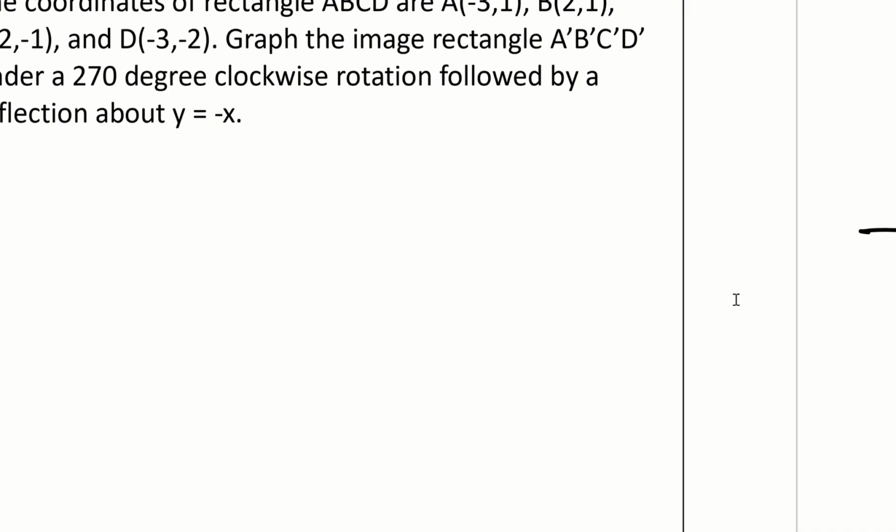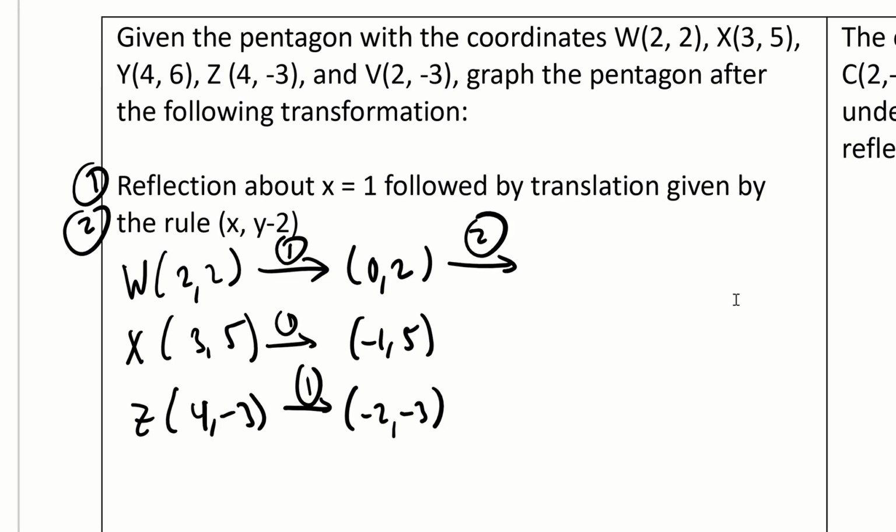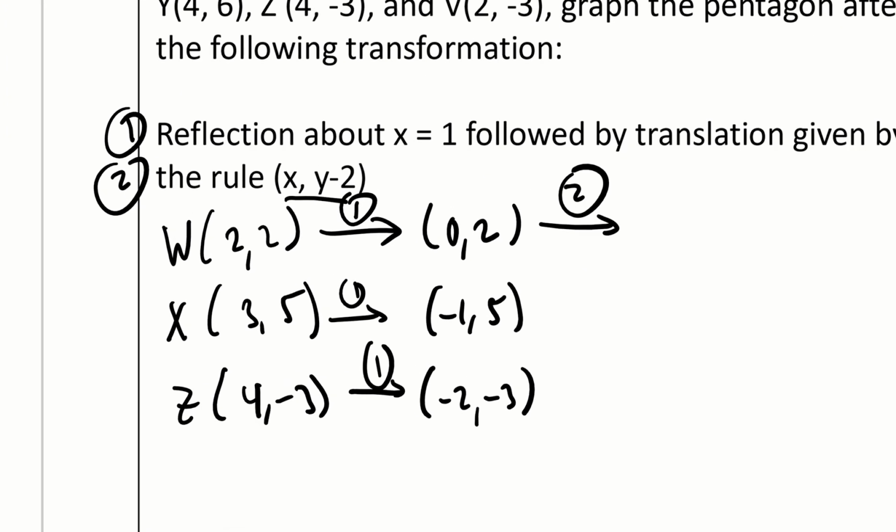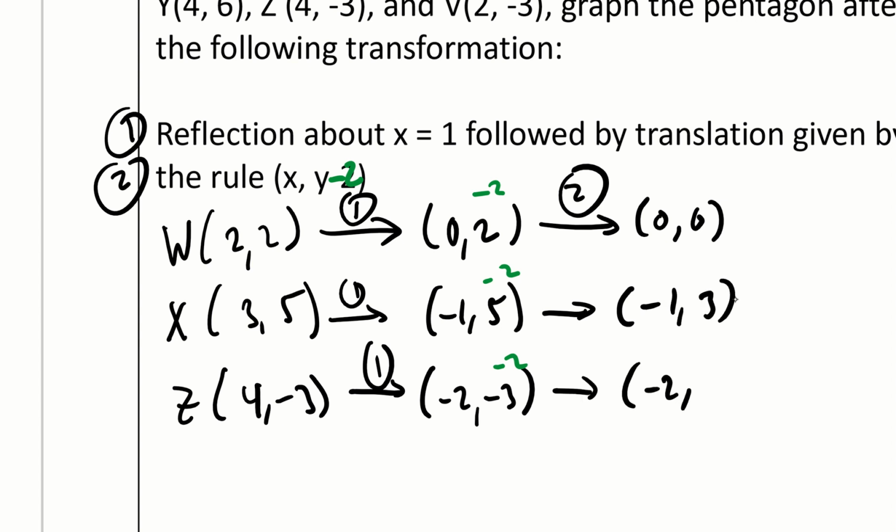All right, so that's how we do this part. And then the next thing we are going to do is use this rule right here. All we're going to do is subtract 2 from the y coordinate, and this means that we're shifting the graph down 2. So we're going to do -2, -2, -2 for all these. It'll be 0, 0. This one is -1, 3. This one's -2, -5, and so on. Do it for the rest of the coordinates, and then make the graph.